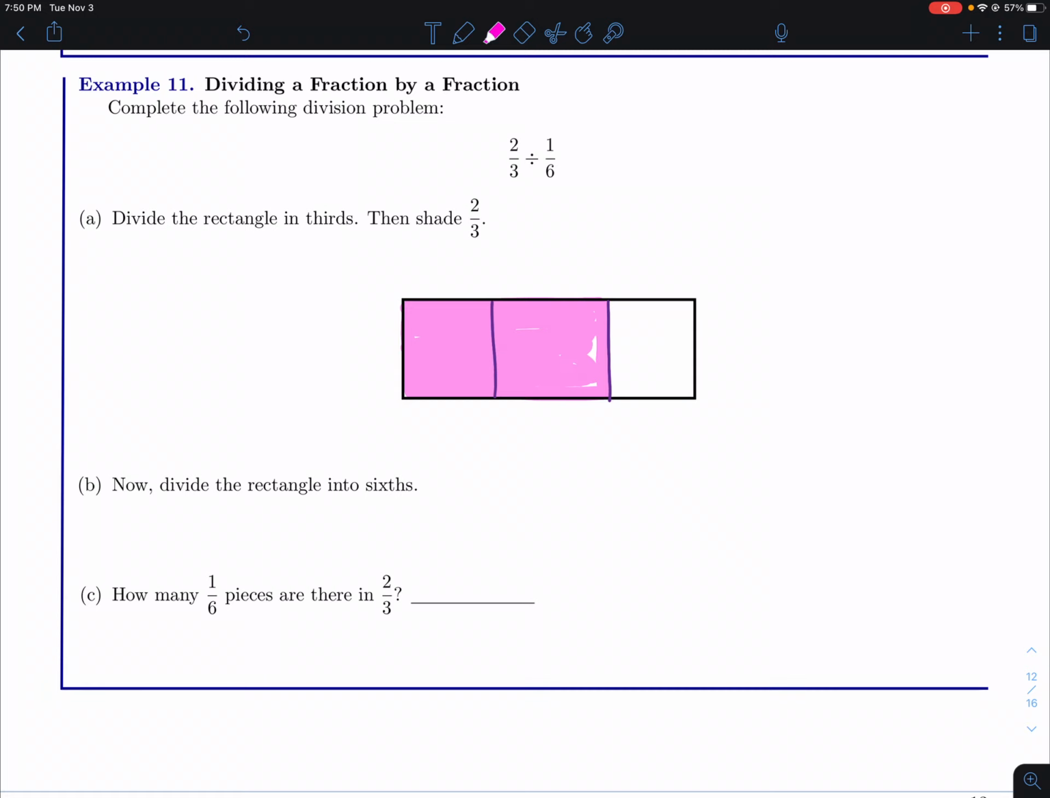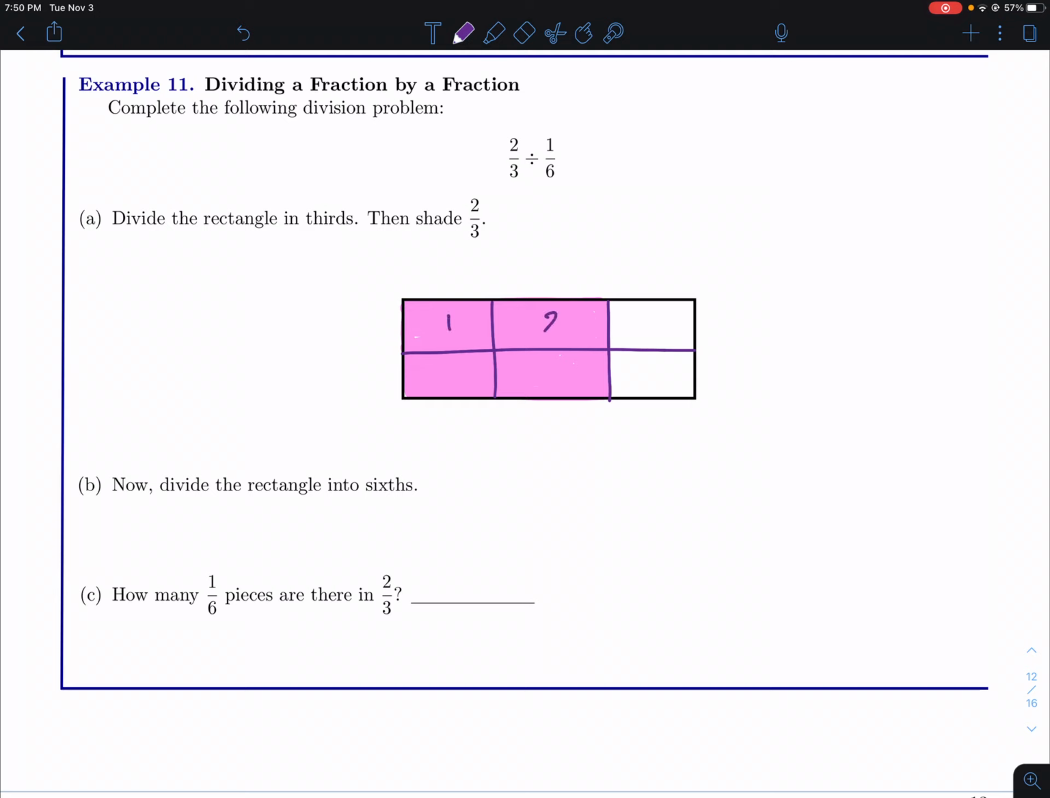So there's 2/3 of our rectangle. And so now we want to divide this rectangle even further. We want to divide it into 6 in this case. So in this case, kind of the easiest way to divide this into 6 is actually just to go that way with it. And then the question is, how many 1/6 pieces are there that are shaded?